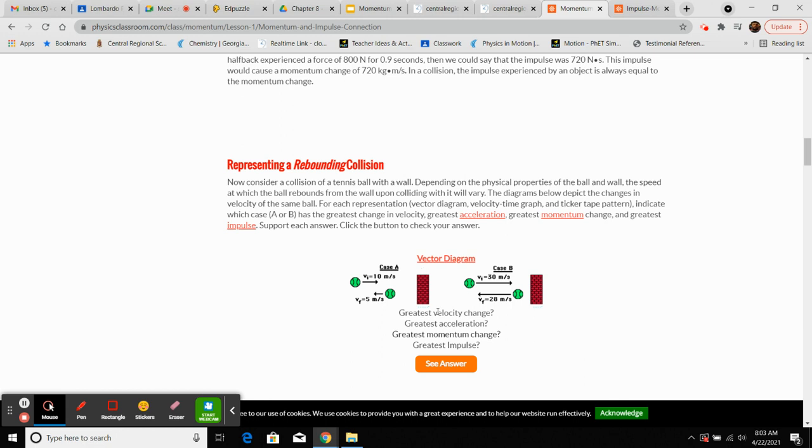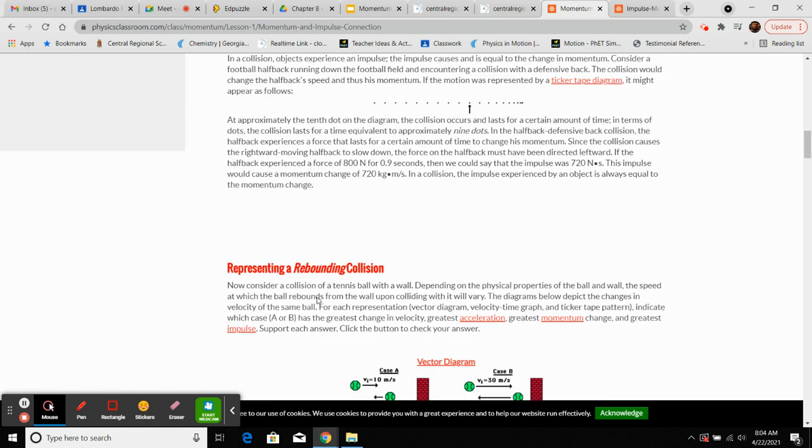Now we could just take a look at a couple different factors in this diagram. Here you have an initial velocity, a final velocity, an initial velocity, a final velocity. And they have the questions that you can ask. Which one has the greatest velocity change? Which one has the greatest acceleration, greatest momentum change, greatest impulse? And how do you figure those out, right?